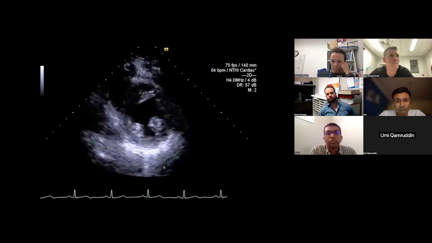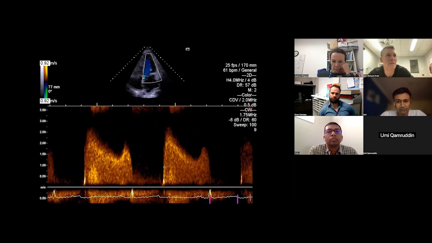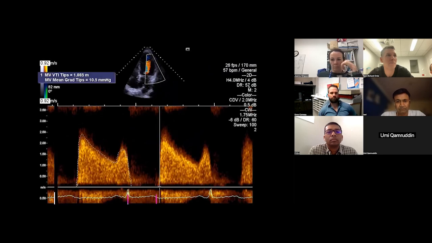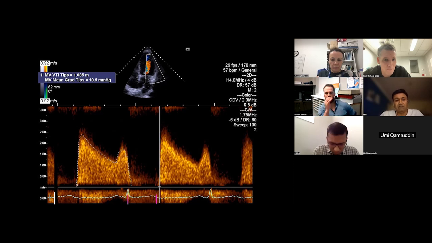Okay, we're going to move on to the apical four-chamber view, and this is continuous wave Doppler, which shows a mean gradient of 10.5. So considering the 2D images that we have seen until now, it will be severe mitral stenosis.